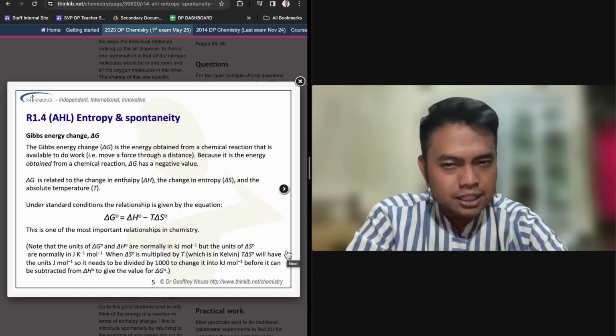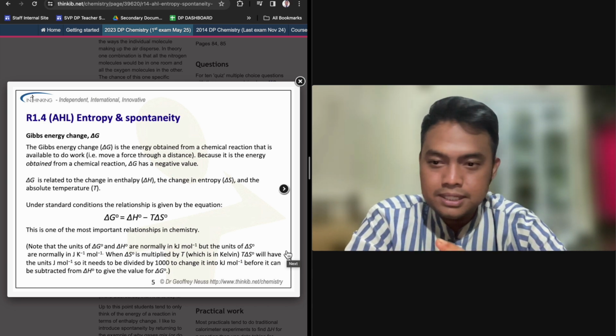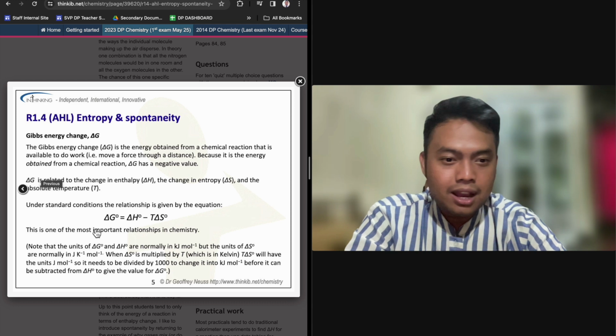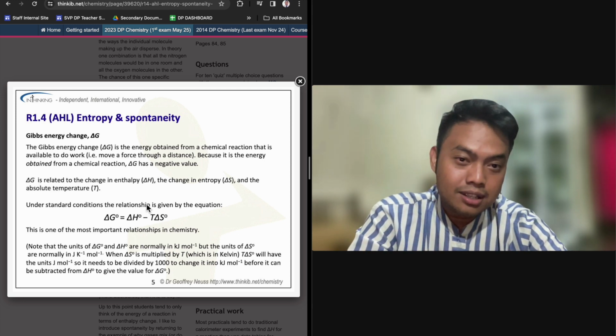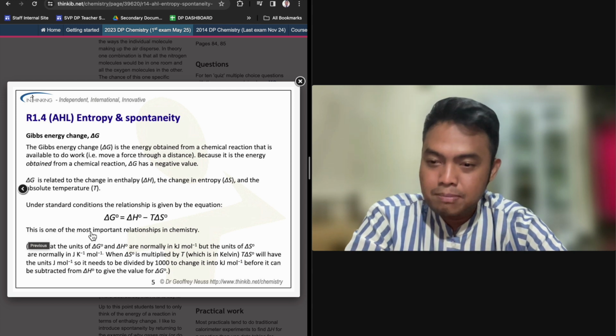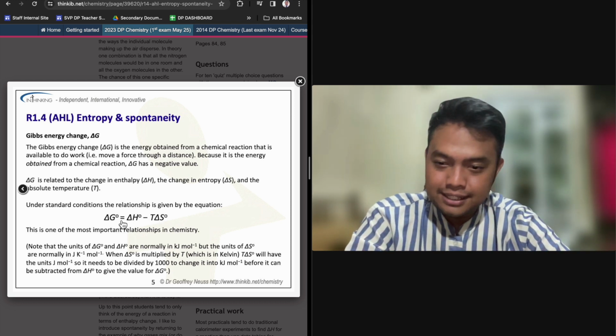We continue to the second part of R1.4, which is Gibbs free energy, or delta G. I remember I said to you that this is one of the most powerful laws in chemistry, and it's not only according to me. As you can see here, this is one of the most important relationships in chemistry. So again, your objective today is to understand these equations.